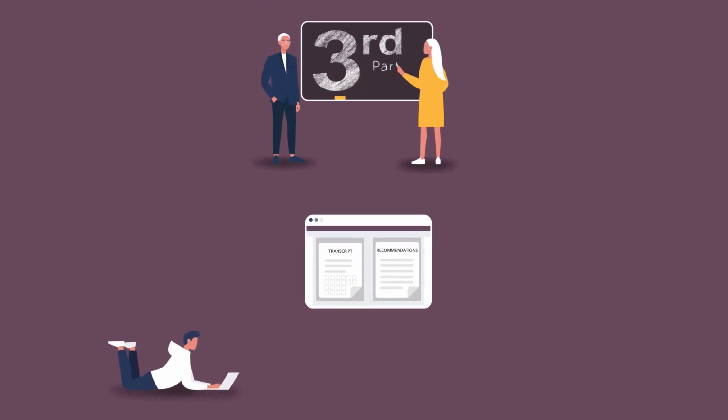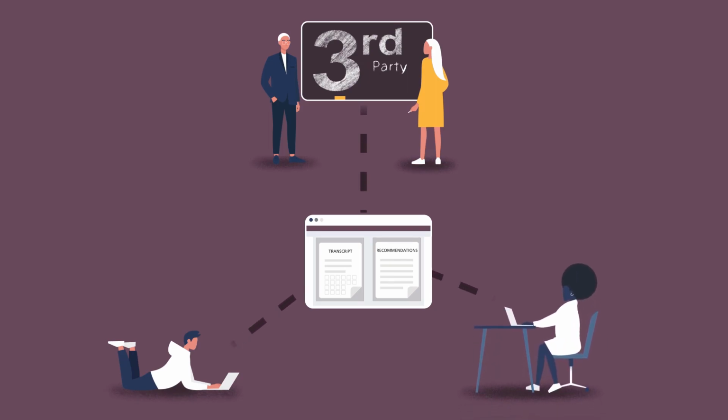Fountain's third-party recommendation functionality will be used to capture these third-party references and information in the system. Let's see how that works in the software.